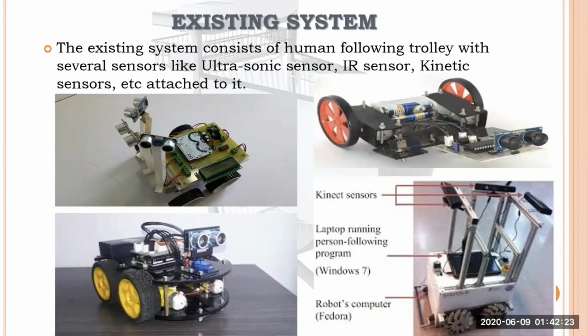What we could get from this system is that everything is designed to work using these sensor values. The trolley was following the user. Even if one sensor fails, there could be a problem for the entire system. This was one of the disadvantages, so we have proposed a new approach.